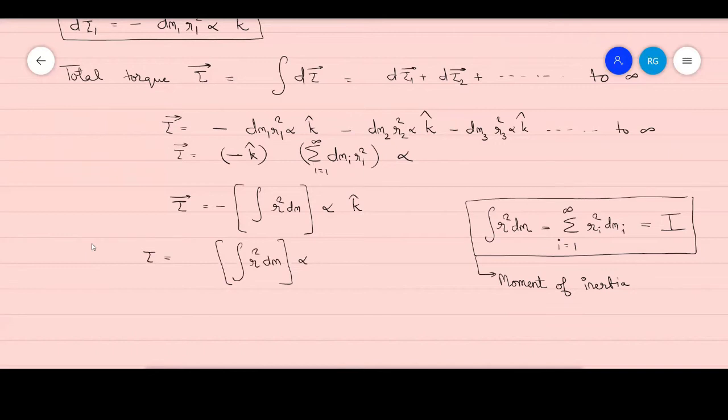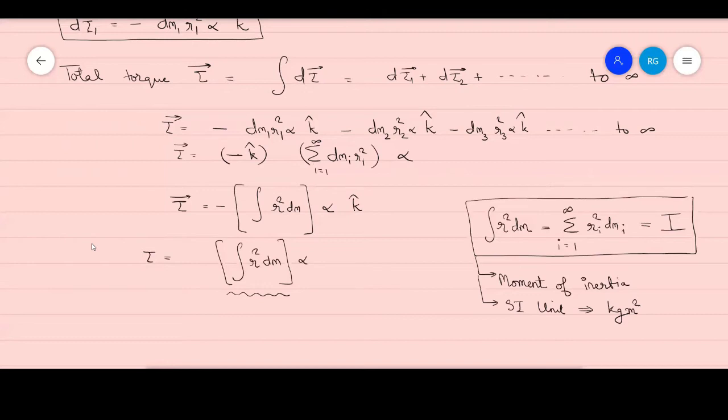Moment of inertia. This moment of inertia is not a property of the body. It is simply a mathematical concept. When we derived it, we got a mathematical thing in the form of the integration of r square dm. And this integration of r square dm, we call it I, or moment of inertia. The SI unit of this moment of inertia is kg meter square, because dm has a unit of kg and r square has a unit of meter square.